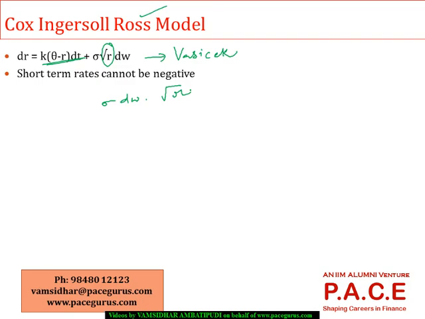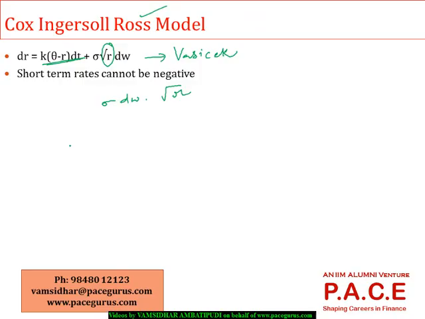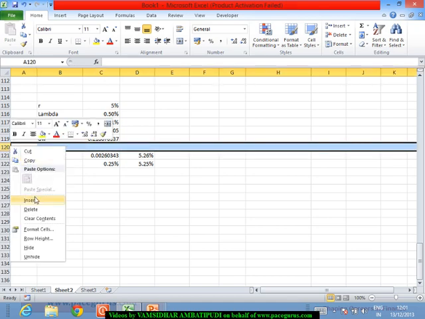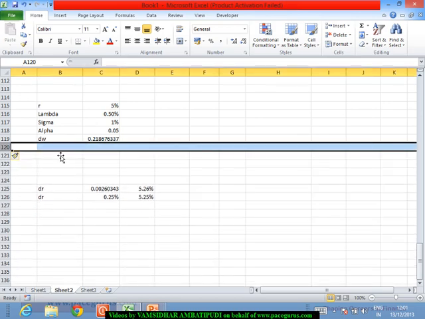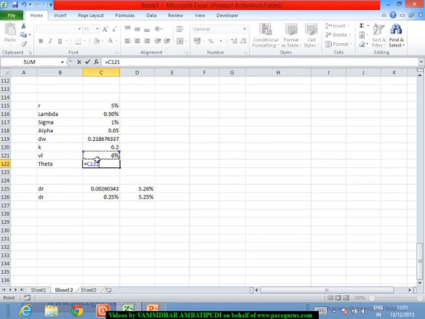So going back here, when all these numbers were there, we were deciding the theta also earlier, right? So let me just reiterate. If I have my k as 0.2 and the long term volatility as, let's say, 6%, we got the value of theta as nothing but long term volatility plus lambda divided by k.